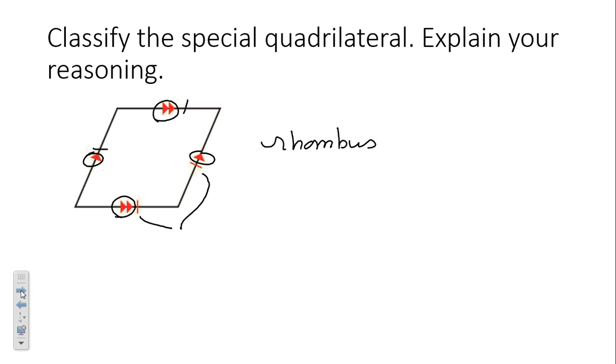So that would mean that the diagonals would bisect the angles, and that we'd have a 90-degree right angle where those diagonals intersect. So it is a rhombus, and then we have to explain our reasoning, and we know it's a parallelogram. So you'd say, I've got a parallelogram with consecutive sides congruent. Okay? And that forces the opposite sides to be congruent, so all four sides are congruent.